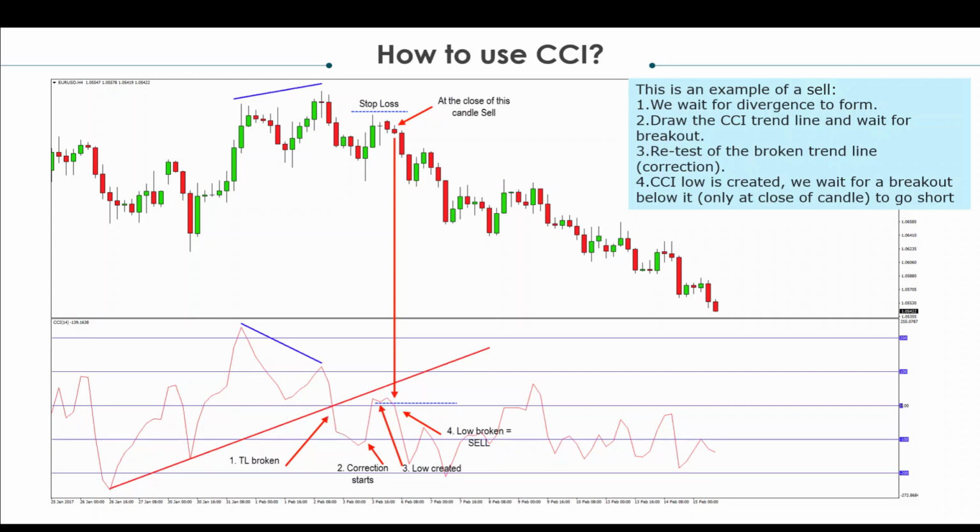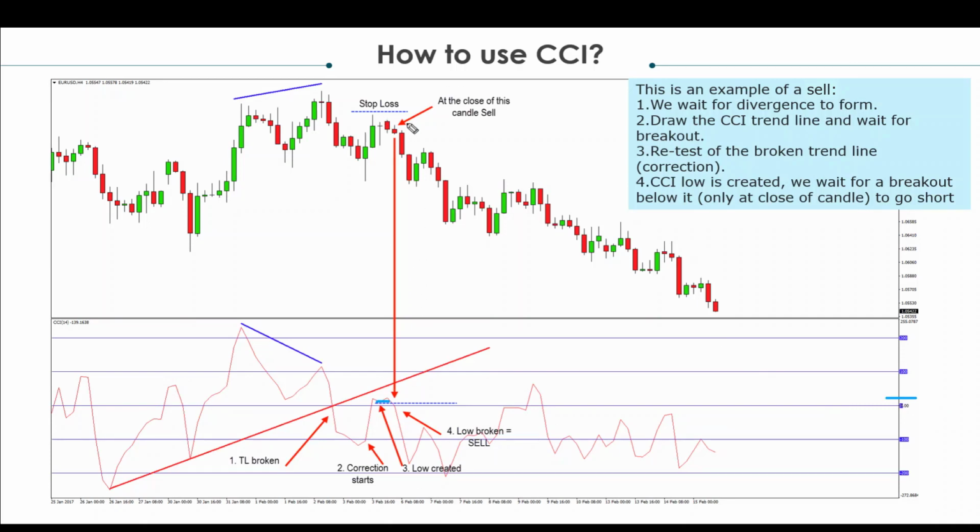Okay? So this is how it looks. Again, the trend line is broken, correction starts, this is the pullback. This is when a new low is created after this correction, right here, that zone. Once that low is crossed to the downside, so let's say at that stage it's reading, I don't know, 20.